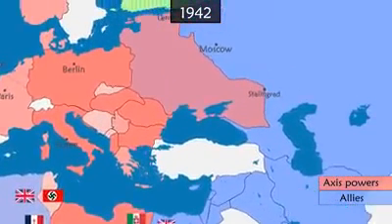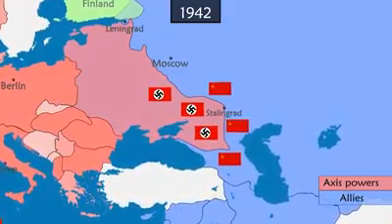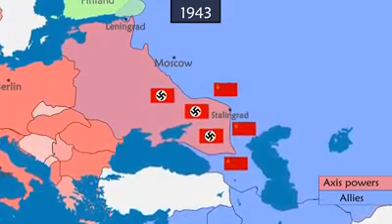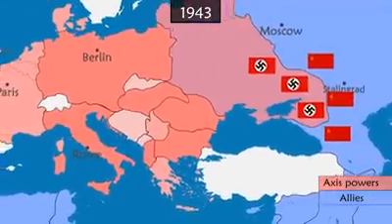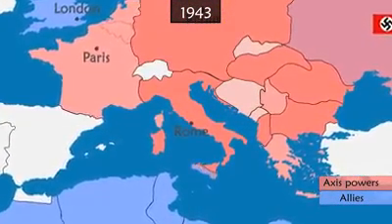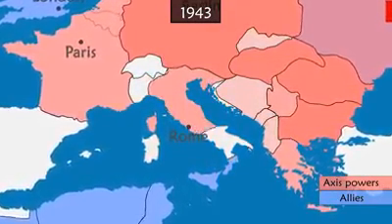In the east, Axis forces try to cut the supply route of the Caucasus, but for the first time, the German offensive undergoes a major military setback. The Soviets take the initiative and counterattack. Africa is now entirely controlled by the Allies, who organize a landing in Sicily. The new Italian government requests an armistice, causing the Germans to invade.